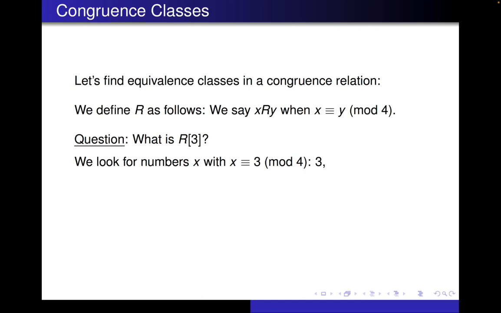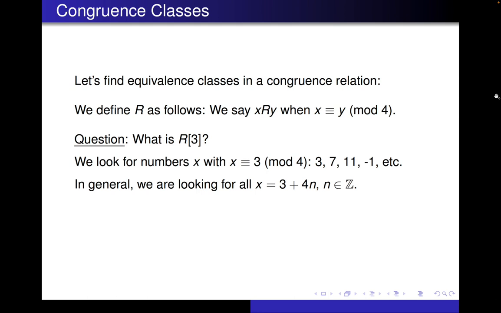3 is in its own family, of course, so that's going to be in there. 7 is in 3's family because 7 minus 3 is 4. That's a multiple of 4. 11 is also in the family, 15, 19, all those, right? You also get some negative numbers. 3 minus 4 is negative 1. That means negative 1 is in the family as well, and so on. So you get a whole bunch of numbers that are in 3's family.